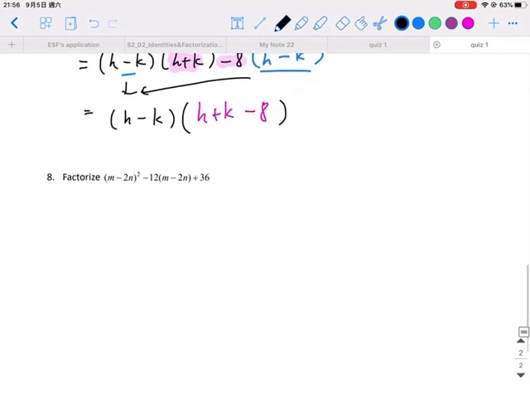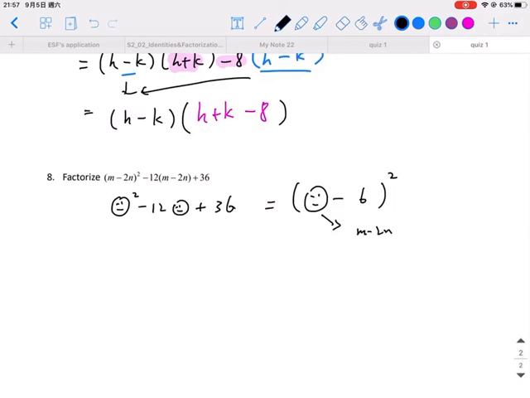And the last one, you still remember what Mr. Wong wrote before, we have a happy face squared minus 12 happy face plus 36. Because 36 is 6 squared, it should be the happy face minus 6, bracket squared, right? So we just treat the happy face as m minus 2n. The result is not difficult. So write down the question first, which is equal to bracket m minus 2n and then minus 6, squared.